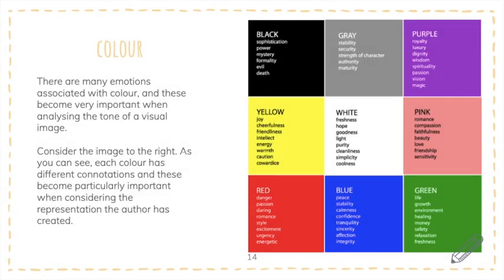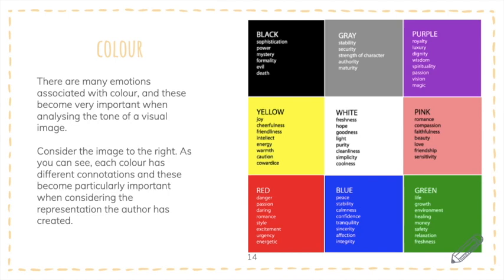Next, we have colour. Colour is really, really important to look at in terms of visual literacy. There are many emotions associated with colour, and these become very important when analysing the tone of a visual image. Consider this image on the right. As you can see, each colour has different connotations, and these become particularly important when considering the representation the author has created. So we might have a look at a few.